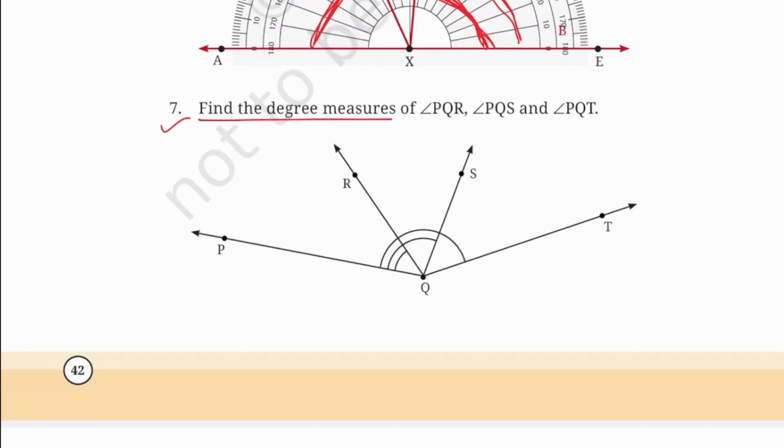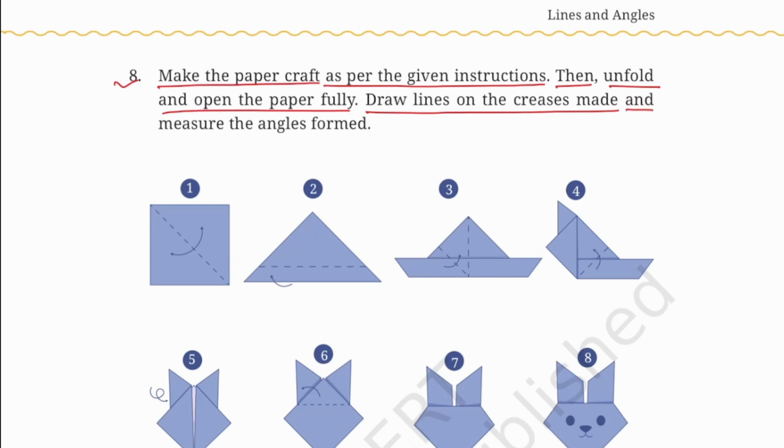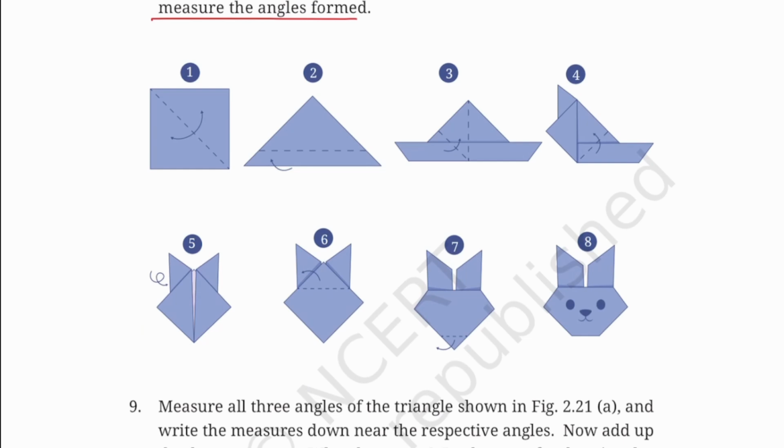7. Find the degree measures of angle PQR, angle PQS and angle PQT. You can use your protractor to find this out. 8. Make the paper craft as per the given instruction. Then unfold and open the paper fully. Draw lines on the creases made and measure the angles formed. You have to follow the pictorial instructions given here.